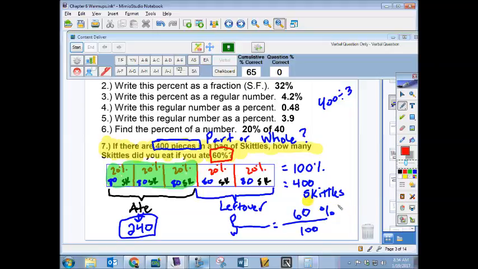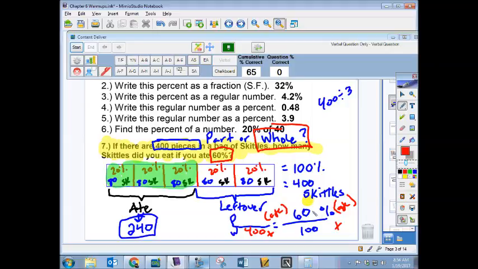Now, again, we're going to use labels. What happened to those 60% of those? What happened to 60% of those Skittles, Connor? They were eaten or ate. So then this is the actual amount that's ate. This must be the total. Is 400 the part of the whole? Whole. So that goes there.